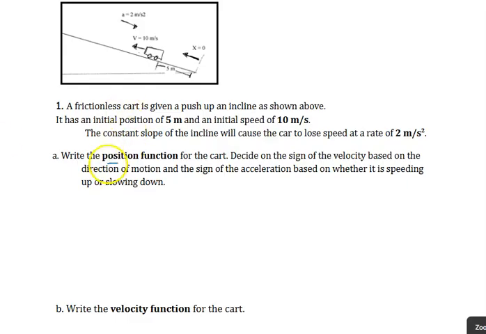Write a position function for the cart. So x equals x naught plus v naught t plus at squared over 2. That's your general formula. This is the order that you want to make decisions. So the cart, you have to decide what is positive and what is negative.